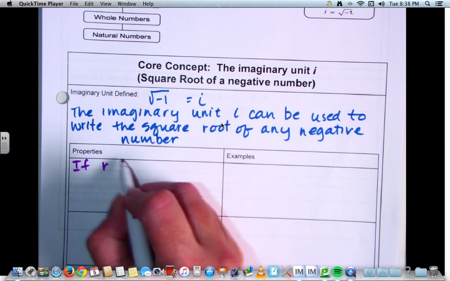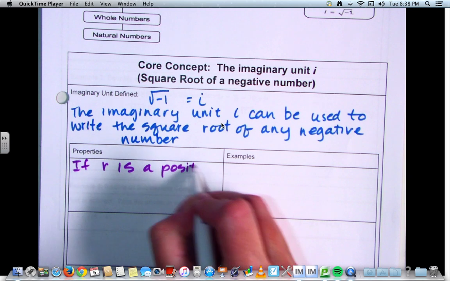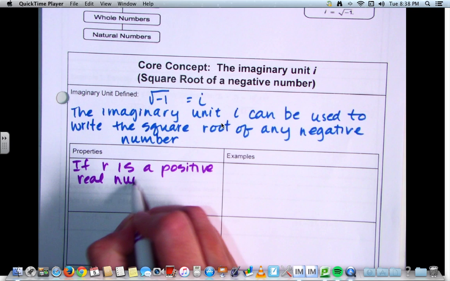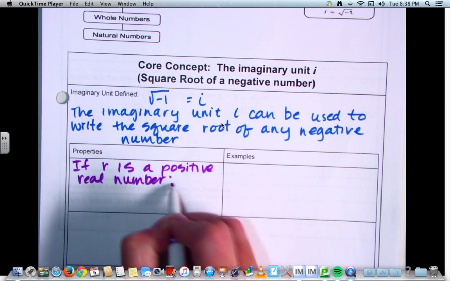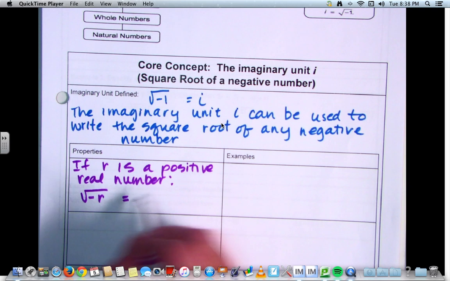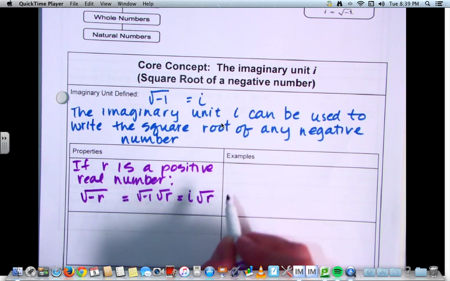If R is a positive real number, the square root of -R is equal to the square root of -1 times the square root of R, which is I times the square root of R.